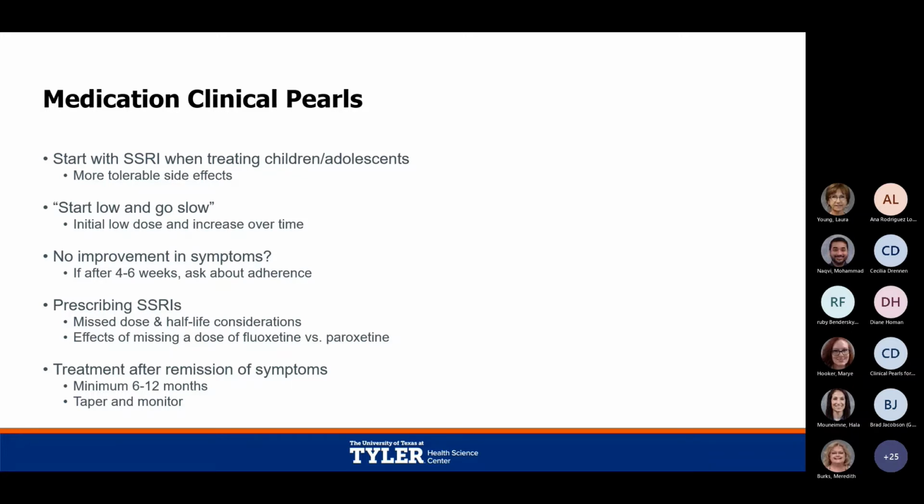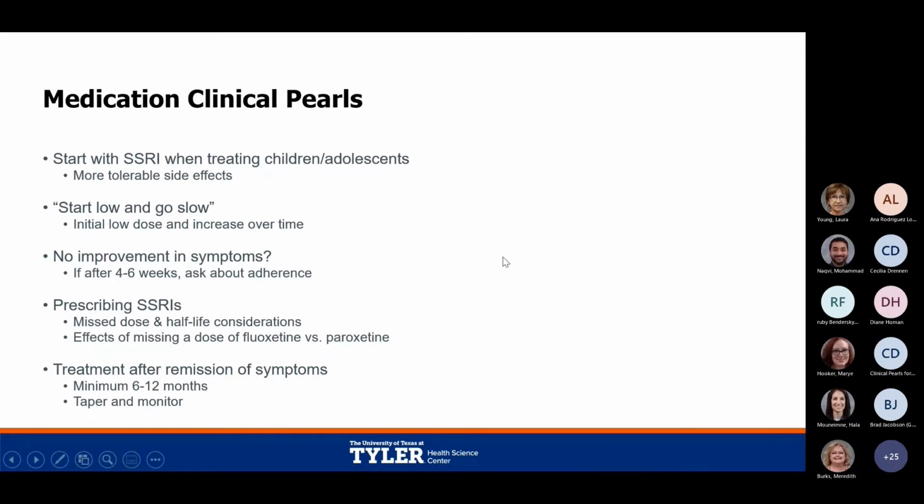Now, as far as treatment after remission of symptoms, you should continue treatment with antidepressants for at least 6 to 12 months after remission of symptoms, possibly over a year if the patient had severe depression prior to the medication. But at that point, after the 6 to 12 months of remission of symptoms, with no changes in dose for that 6 to 12 month period, you can start to try to taper the antidepressant down and monitor for the recurrence of symptoms with each dose decrease. And you may be able to get the patient off medications.